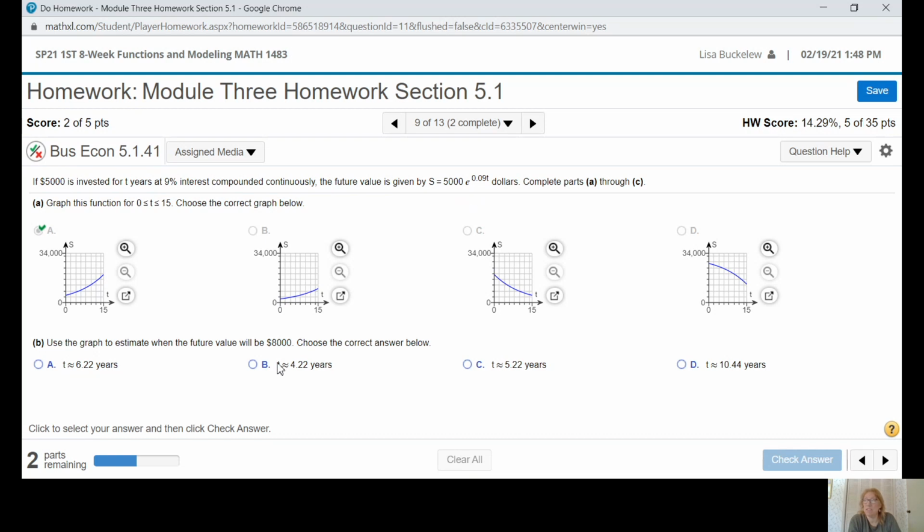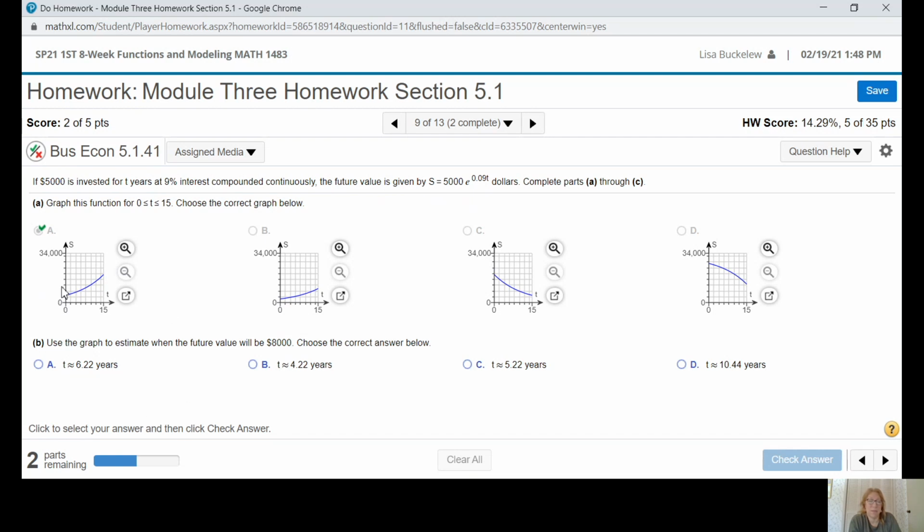Now, normally we would be solving that equation for t. We would take this function and put the 8,000 over here and solve it for t, but we don't know how to do that yet in this section. So we're just going to do it by graphing and using the intersect feature. So what we'll do is we'll take that graph that we have on our calculator and we'll find out where there's a height of 8,000.